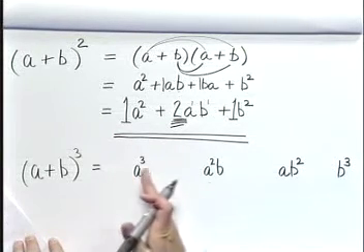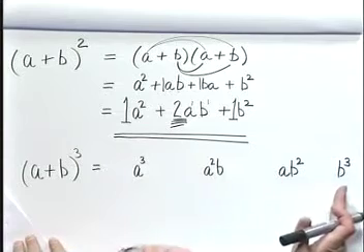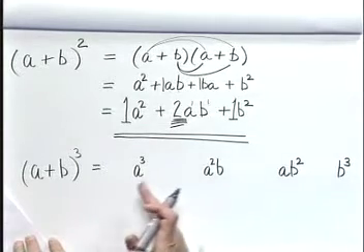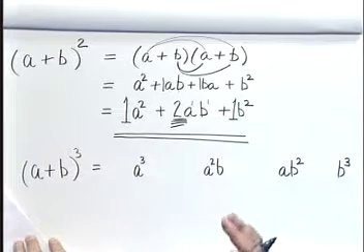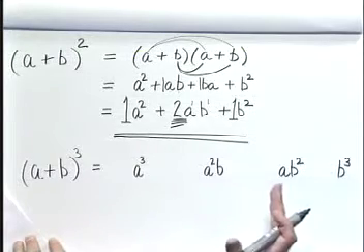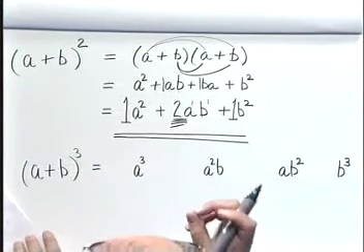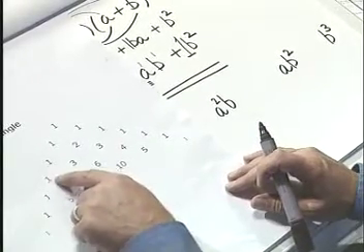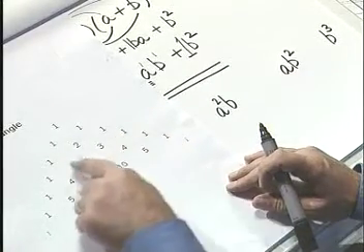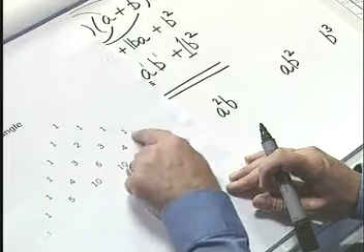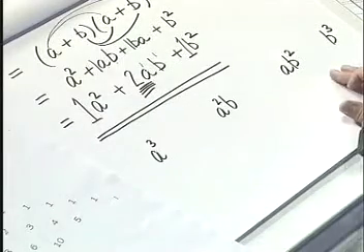We need some coefficients. That's the numbers in front of each of these terms. And the numbers come from the relevant row in Pascal's triangle. And we want the row that begins 1, 3. And the reason why we want the row beginning 1, 3 is because 3 is the power in the original expression. So I go back to my Pascal's triangle, and I look for the row beginning 1, 3, which is 1, 3, 3, 1. So these numbers are the coefficients that I need in this expansion.